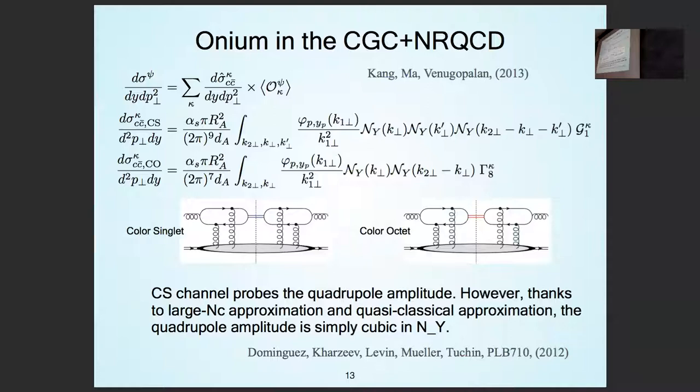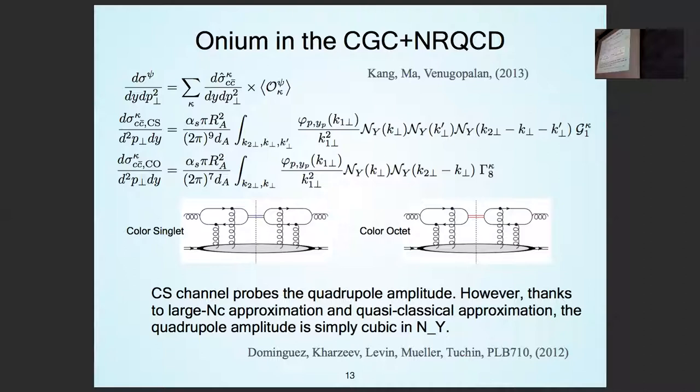CGC plus NRQCD formalisms were derived by Yan, Chimar, Mukan Raju and Benjamin Paran several years ago. The interesting point is that the color singlet channel involves three dipole amplitudes, while the color octet contribution is expressed in terms of two dipole amplitudes.